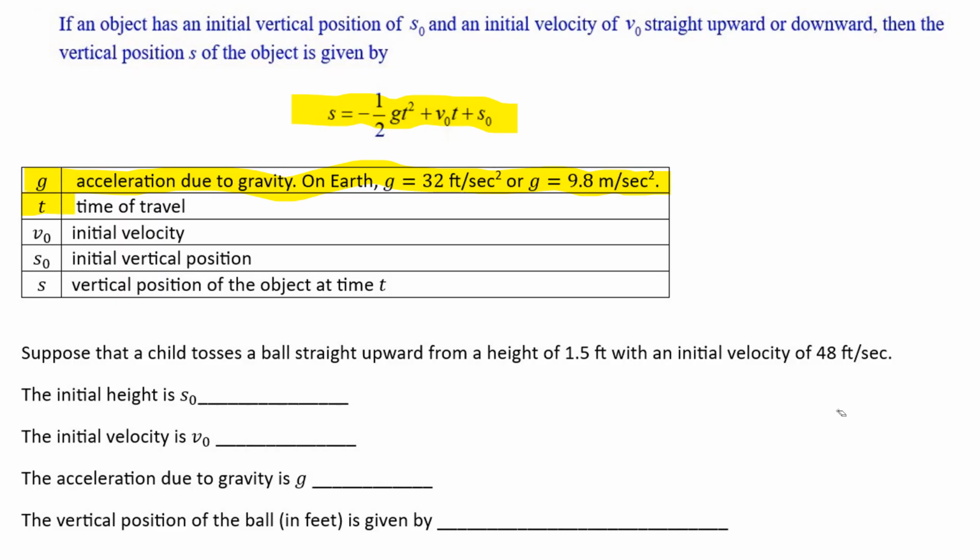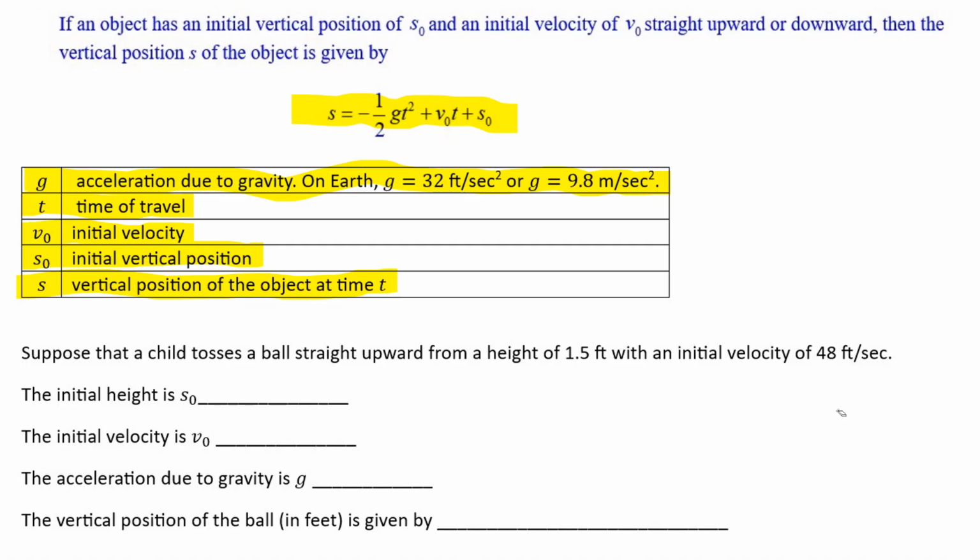And then t is the time of travel. How long has that object been in the air since you threw it or dropped it? V sub 0 is the initial velocity of the object, how fast you threw it or dropped it. And s sub 0 is where you dropped it from or threw it from, how high above the ground. And then s is, like I said, the position of the object at time t.